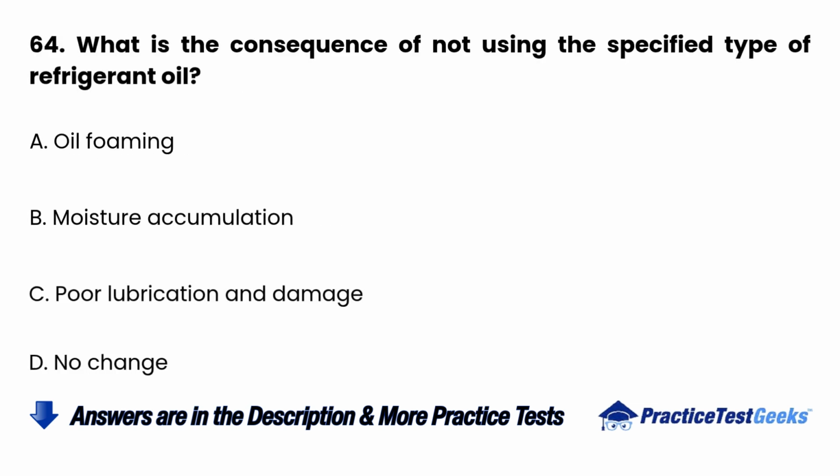64. What is the consequence of not using the specified type of refrigerant oil? A. Oil foaming. B. Moisture accumulation. C. Poor lubrication and damage. D. No change.